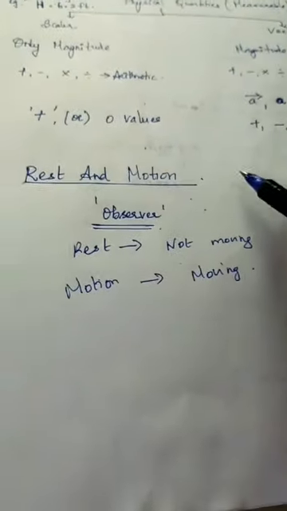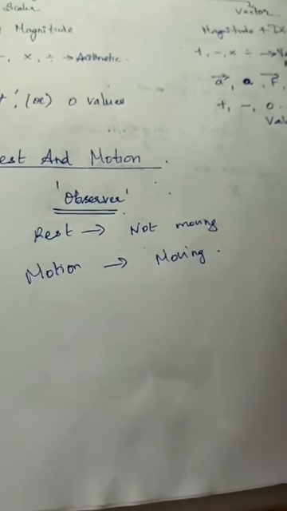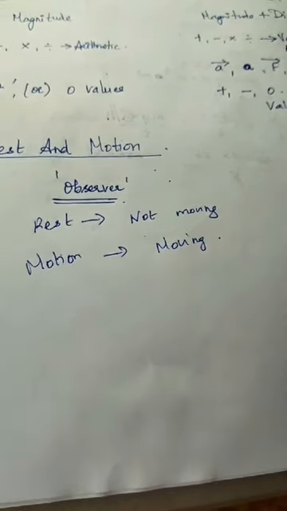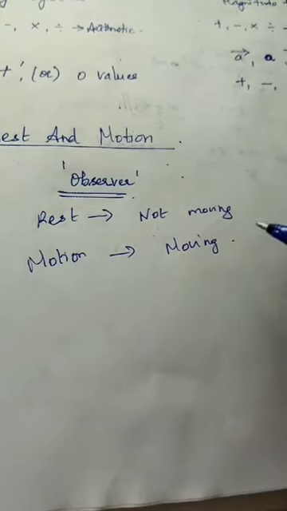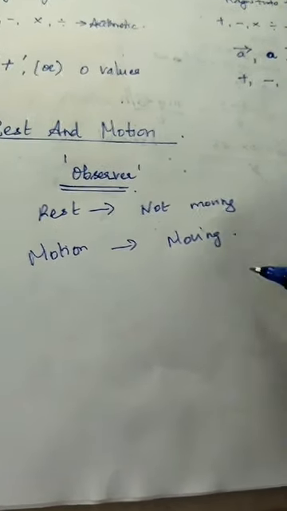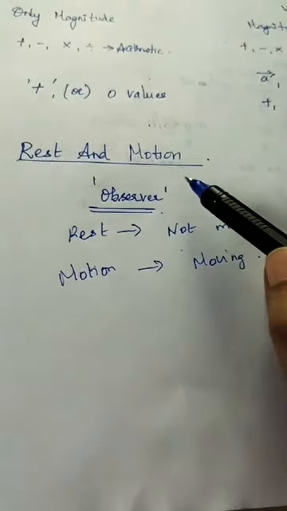Our next topic is on rest and motion. Rest means an object stays in a state of not moving from one point to another point. We call it rest, and if the object tends to move along any direction in a given space, we call it motion. Then what is the link between rest and motion?